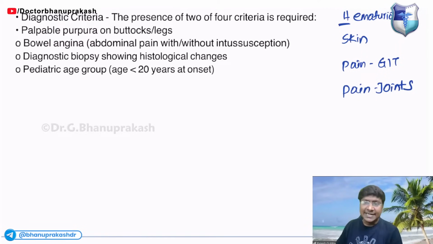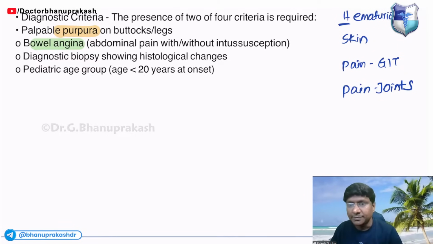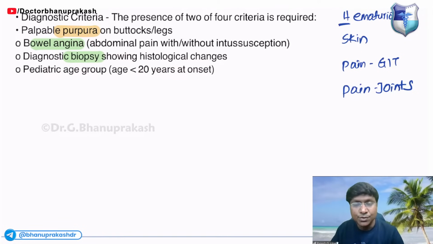Okay. Now, in the diagnostic criteria, there are 4 important criteria. Out of 4, at least 2 should be there. Number 1, palpable purpura. Number 2, abdominal bowel angina, where you have GIT involvement. Then next important is the biopsy, where the biopsy will show you that there is IgA vasculitis.